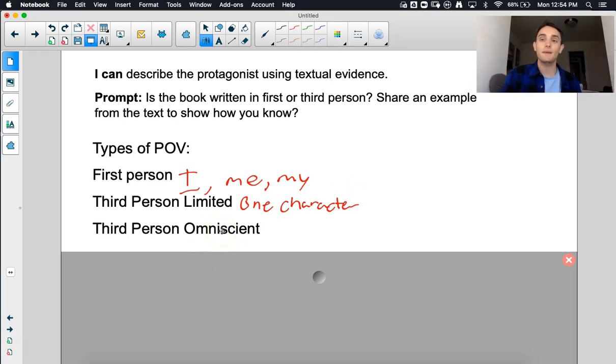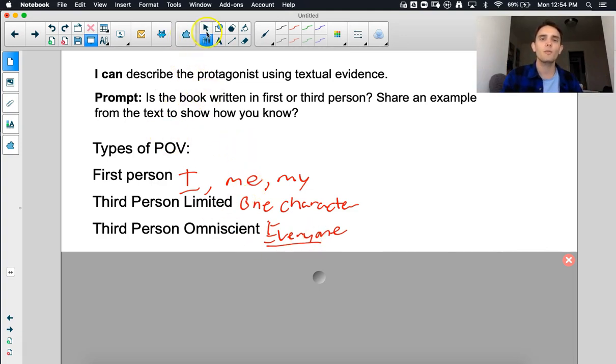Now third person omniscient would be everyone. So you'd be able to know everything about every character. If you had a book that was possibly switching from narrator to narrator, it would be a weird mix of first person because it's being written from that point of view, but it's also a little bit of third person omniscient because you're hearing and learning about all of these different characters.